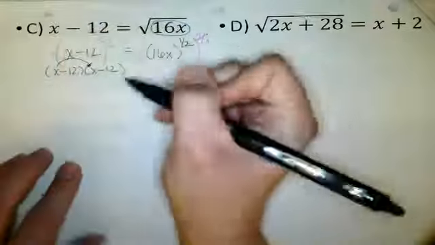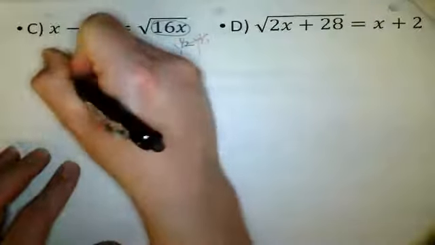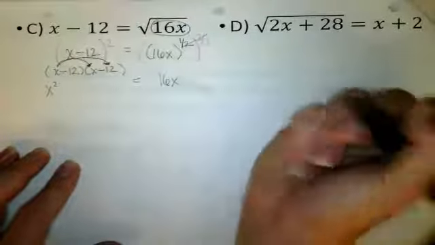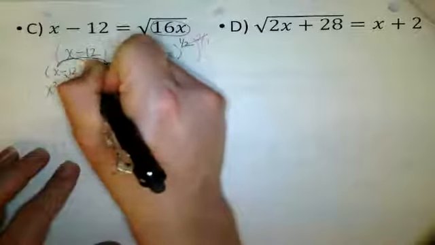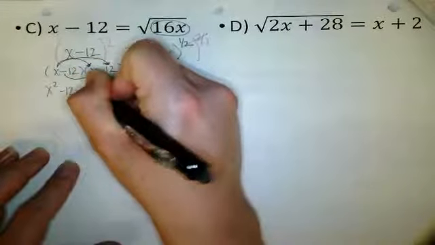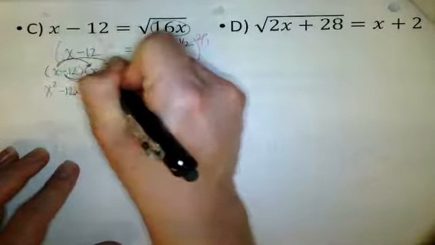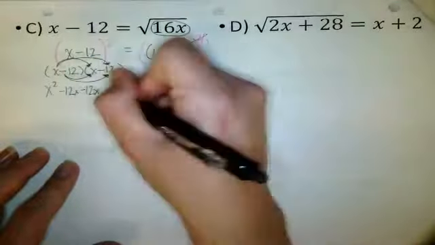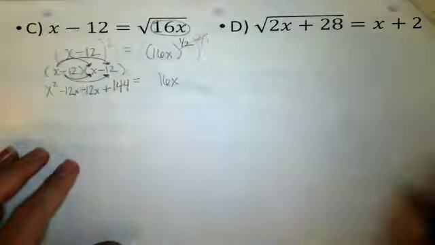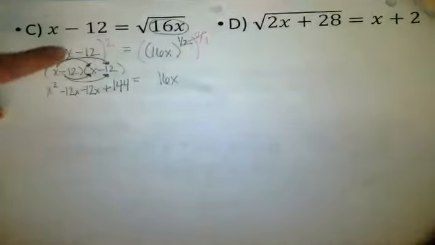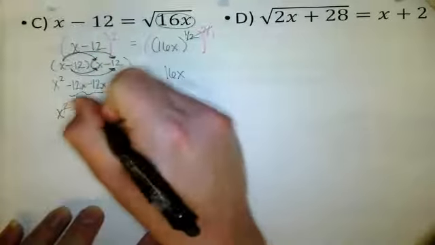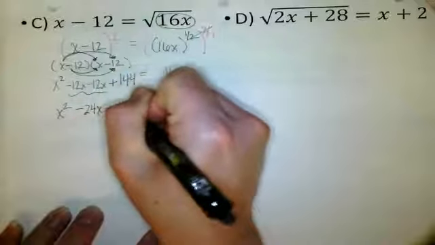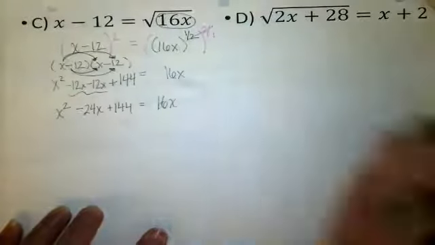What's x times x? X squared. Then we have x times negative 12, negative 12x. Distributing my negative 12, negative 12 times x, again, is another negative 12x. And negative 12 times negative 12 is positive 144. So be very careful. It is not simply x squared minus or plus 144. Right? There's a whole middle term in there. X squared, negative 12 and negative 12 is negative 24x's plus 144. Be very, very careful.